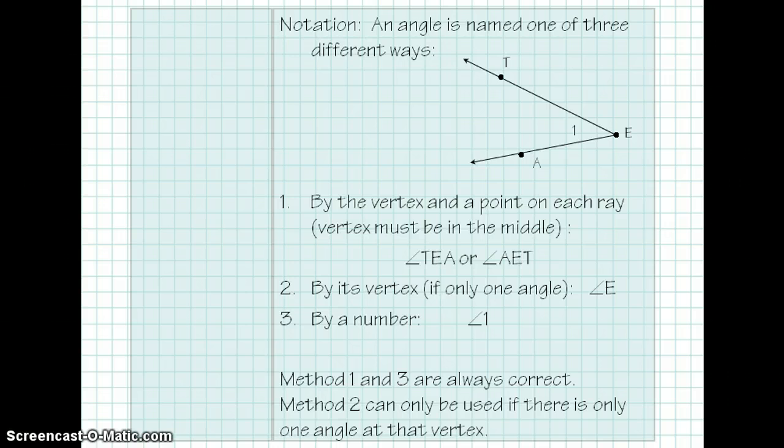So the same thing with angles. You can call it by just its vertex if there's no possibility of being confused. If there's more than one angle around a vertex, then you're going to have to use one of the other two methods. Because if you just call it angle E, and I don't know what angle you're talking about, that can be a problem.